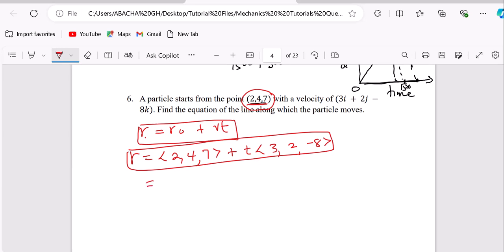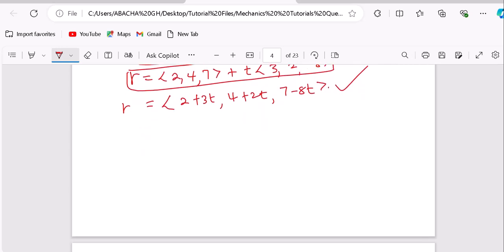Simplifying it further means that we have r equal to (2 plus 3t, 4 plus 2t, 7 minus 8t). So we can have something like this, or we just leave it. This one we can also write in symmetric form or parametric form. And so this becomes the equation of the line that they are looking for.